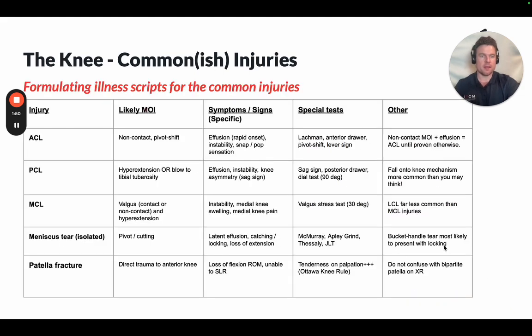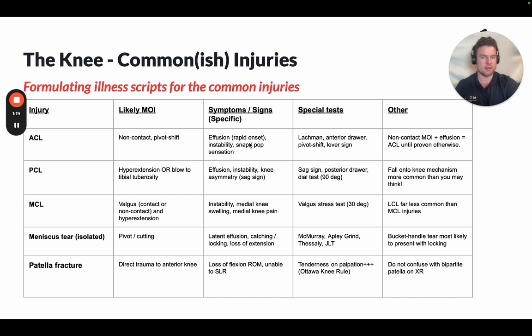When we're thinking about these common or relatively common injuries, it's good to be able to break them down into the mechanism of injury, the specific signs and symptoms that you might gather from the subjective examination, and then which special tests or objective examination findings are likely to help include or exclude that diagnosis. So you can pause this video here and have a look at the table, but to use the ACL for an example, the common mechanism of injury is a non-contact pivot shift type mechanism.